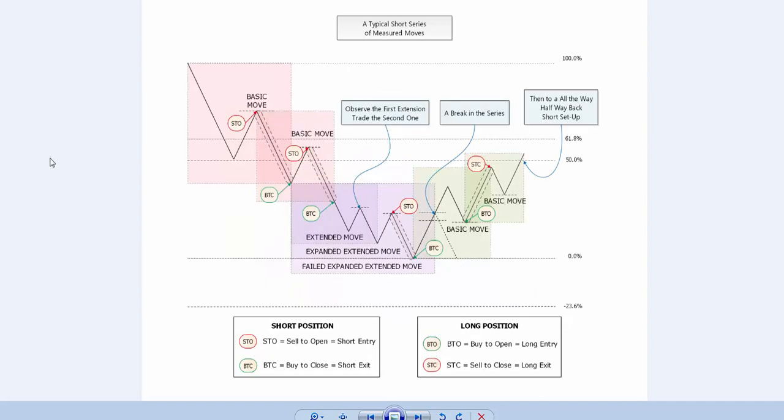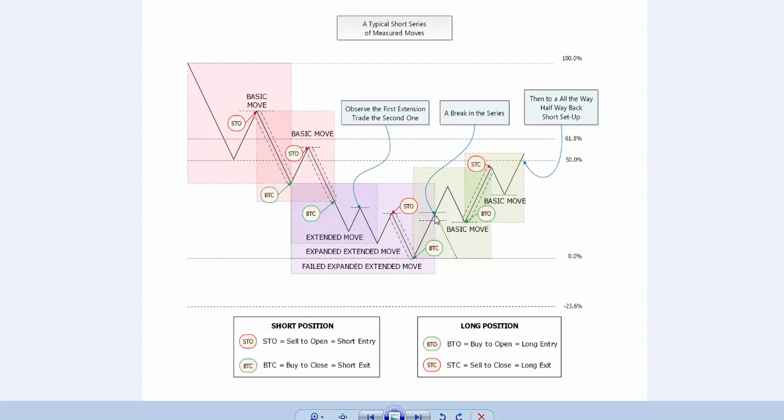Next, we're looking here at a typical series of short setups, or the progression of measured moves shorts. It's exactly opposite. It's important to understand the terminology here. The sell to open is a basic, or what we call a traditional, measured move. There's a sell to open and then a buy to close, which is the profit target. And then the next basic move, a sell to open and then a buy to close. You see, we go through the target here. We start an extension. We observe the first one. We can see its participation. We can use the extension as a sell to open and a profit target hit.